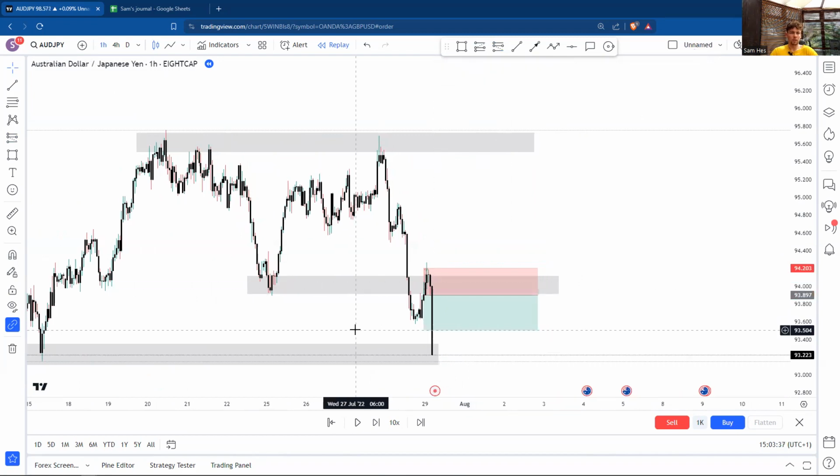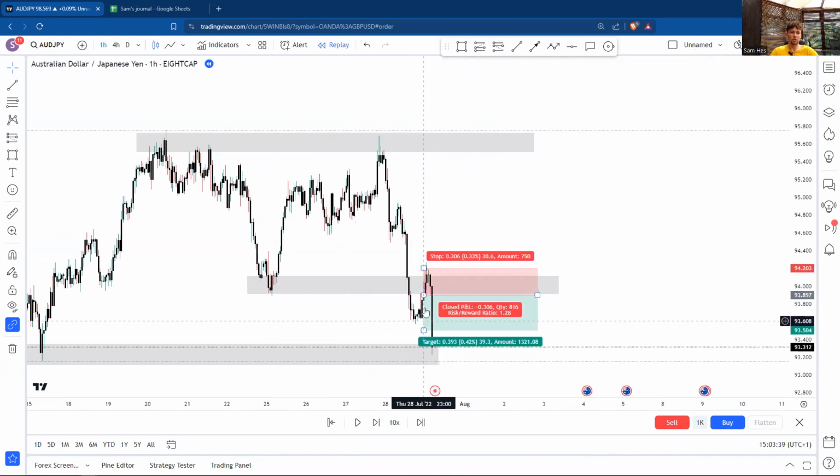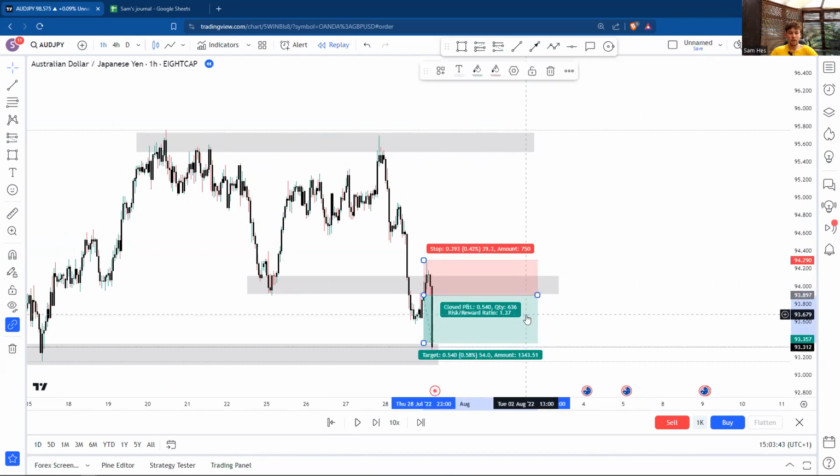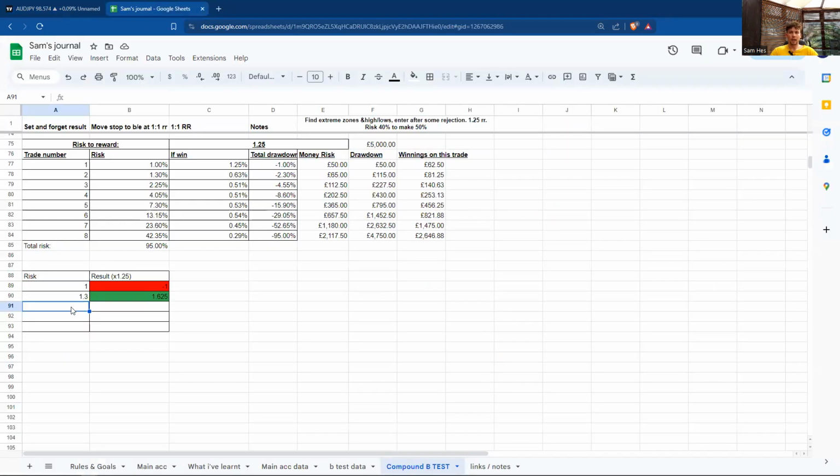There we go. Okay, that one, unfortunately, was literally just a loser. If we went a bit wider with the targets, that probably would have been a winner. But anyway, that one was a loser. And this one was a risk of 1 because after a winner, you just reset back to trade number 1 again. And this was -1.